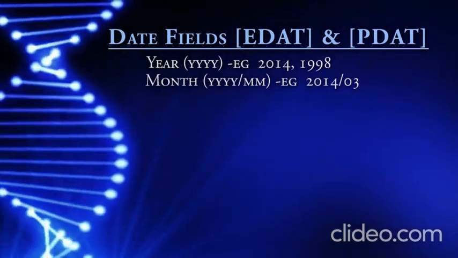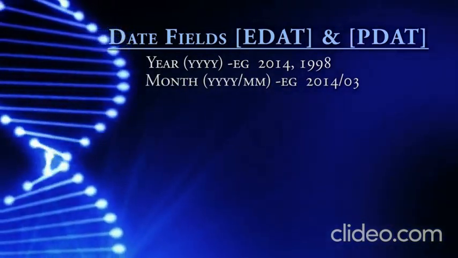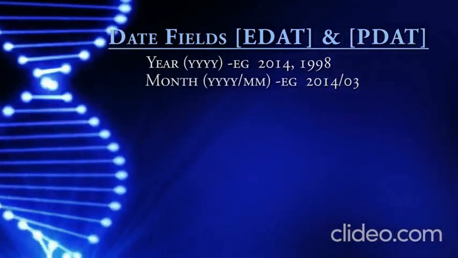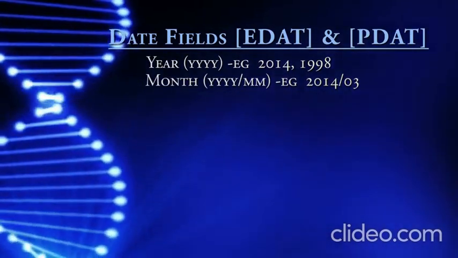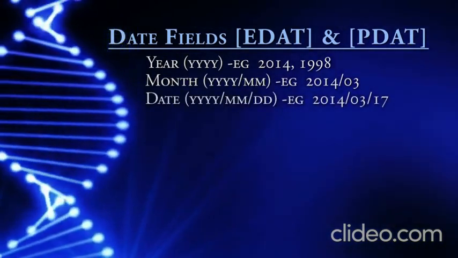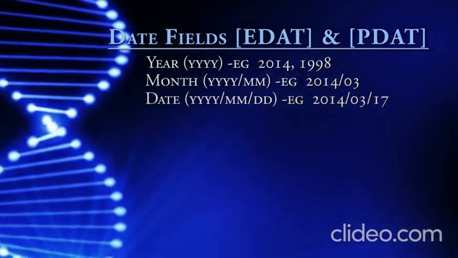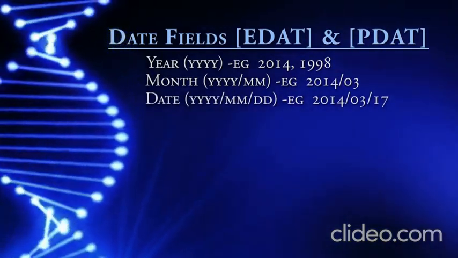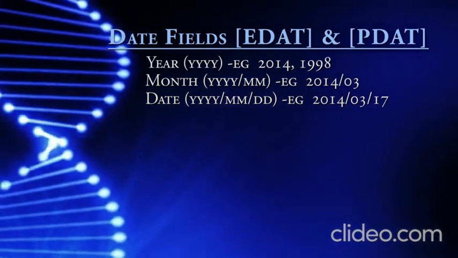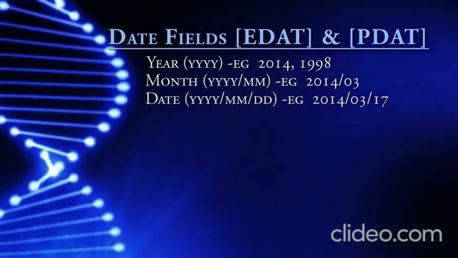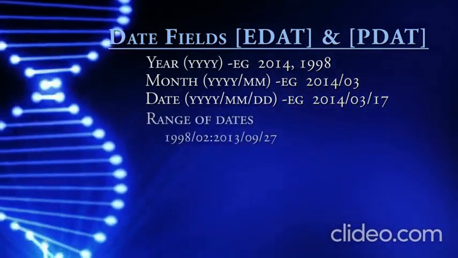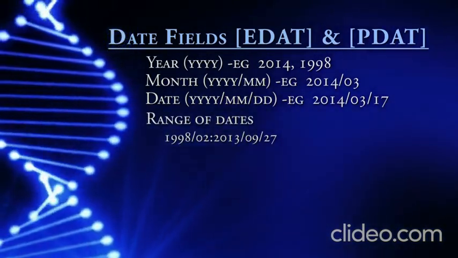Year/month. So 2014/03 will give you all of March 2014. Finally, the specific date. 2014/03/17 gives you March 17th, 2014. It's most commonly used in a range of dates.